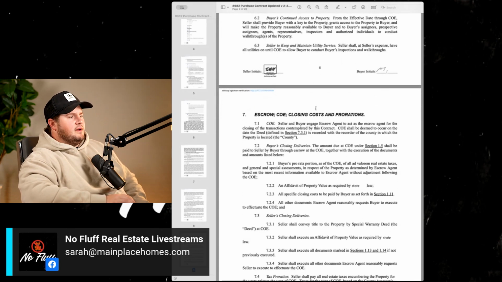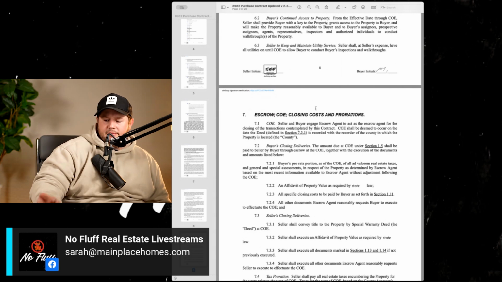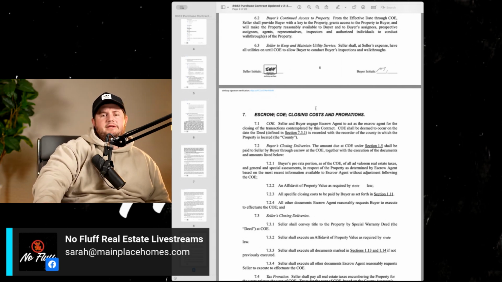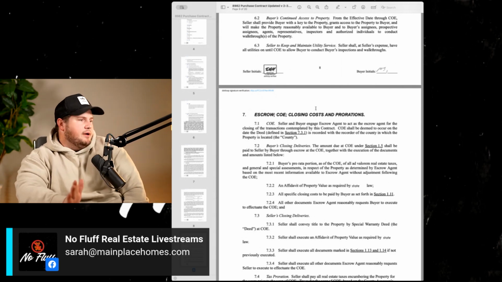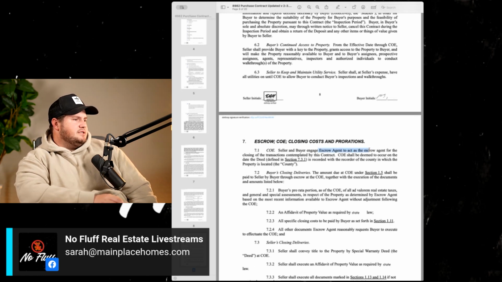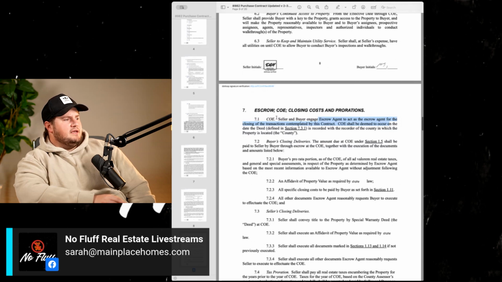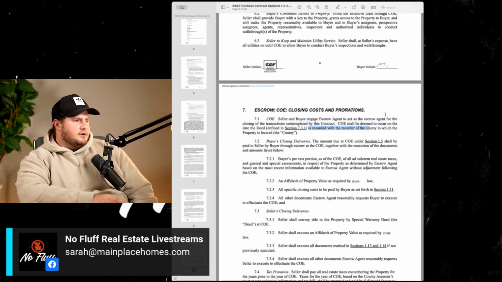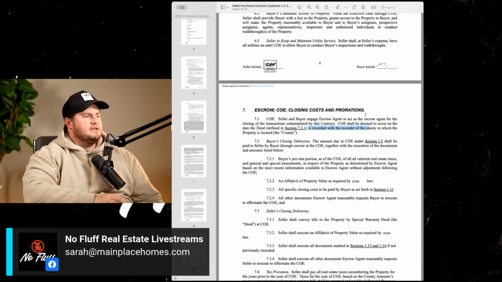Unless you literally don't have power on, that can be agreed on by you and the seller: okay, I understand that you currently don't have power onto the property. All right, fine. Close of escrow. Seller and buyer engage an escrow agent for the closing of the transaction. So obviously COE stands for close of escrow. We know we're going to be closing with the title company or a closing attorney that was already line itemed out above in the contract.